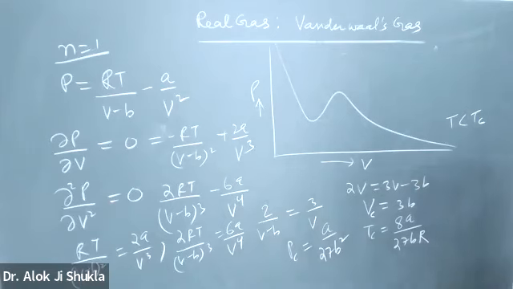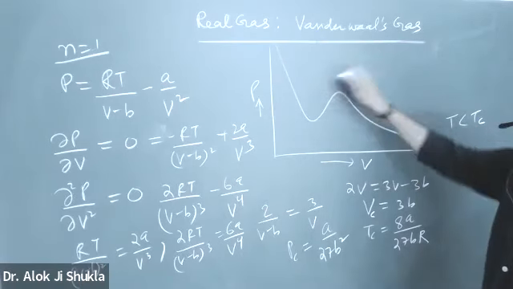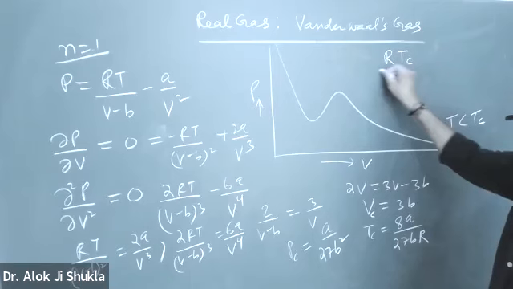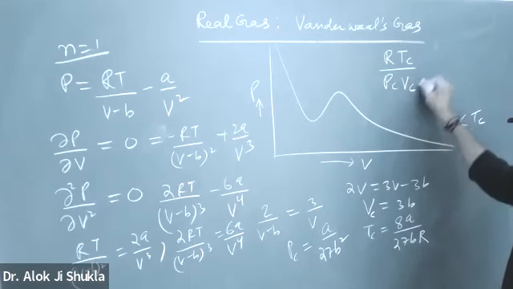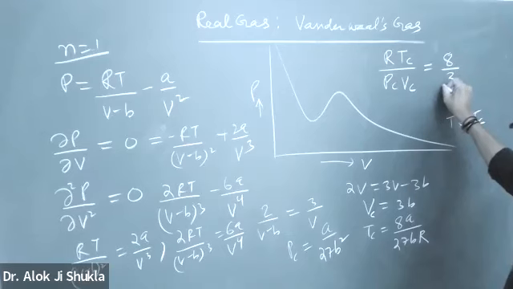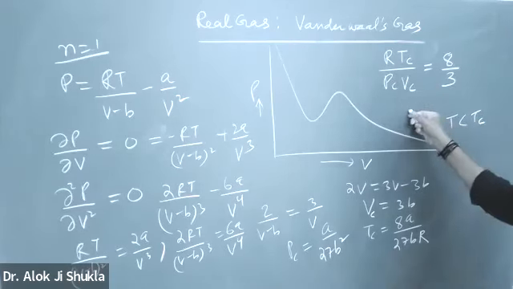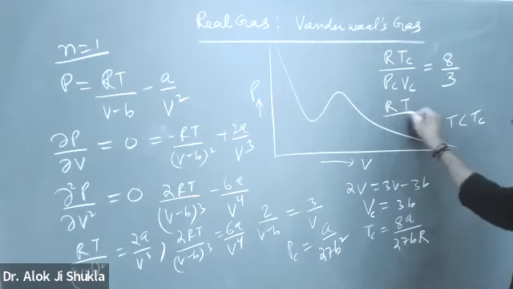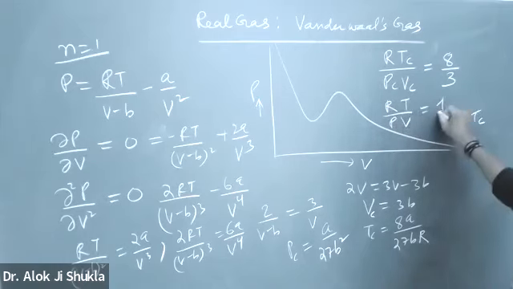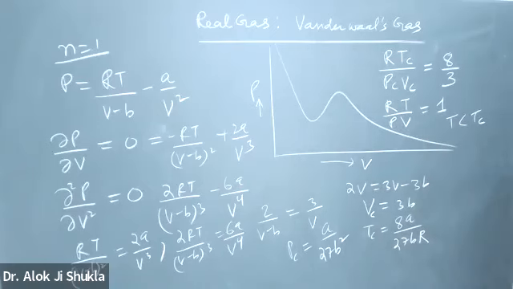Okay? And if you put it in this equation, suppose RTc by PcVc, you get 8 by 3. This is very important. For ideal gas, there is no critical temperature. So if you put RT by PV, what will you get? 1. Because PV is equal to RT, right? So this is ideal gas. And this is van der Waals gas.